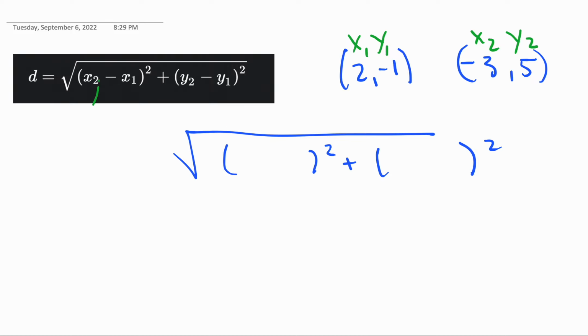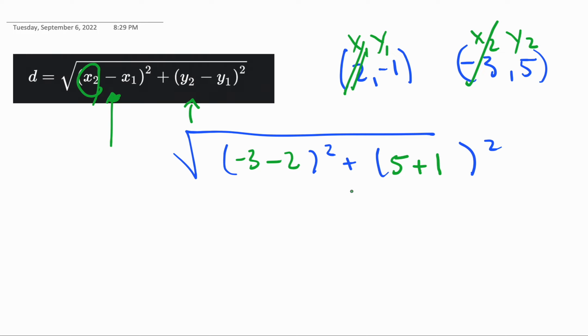So first we're going to start with x2. That'll be the number -3. Cross it out. Then the formula says negative sign, which means opposite of x1. The opposite sign is -2, because it starts positive, we change it to negative. Then we look for y2, which is 5. And we look at y1, which is going to be the opposite sign of -1, which is +1.